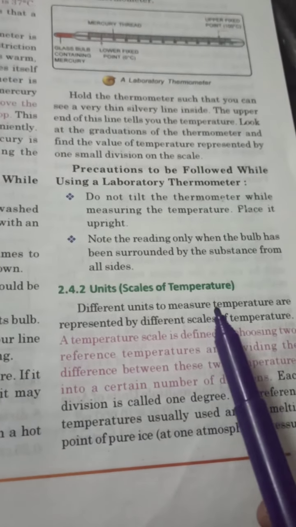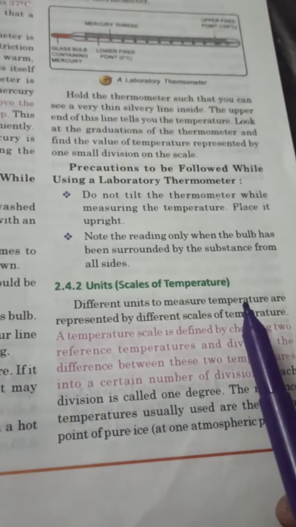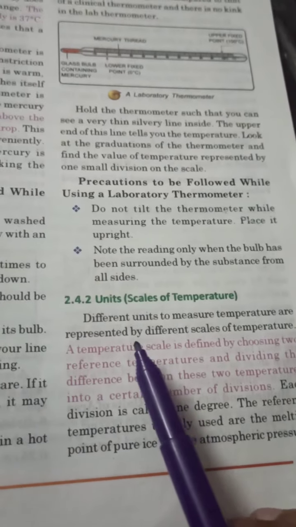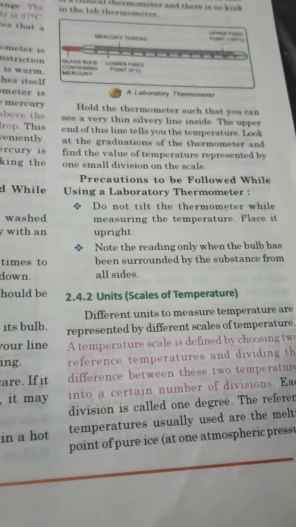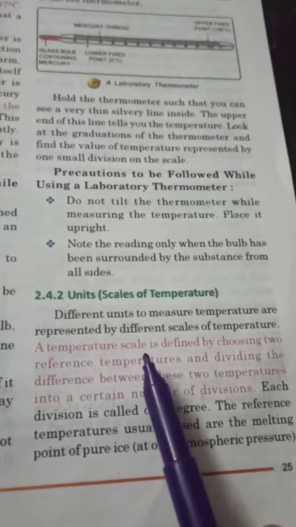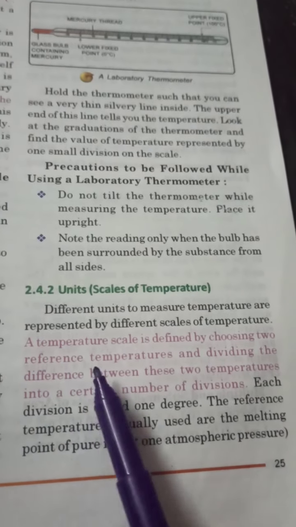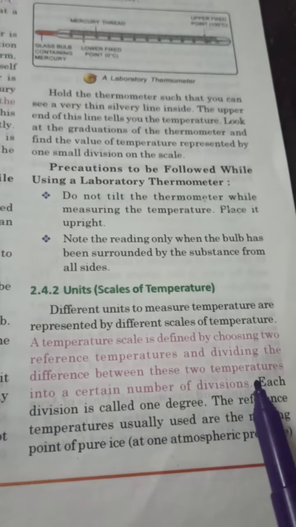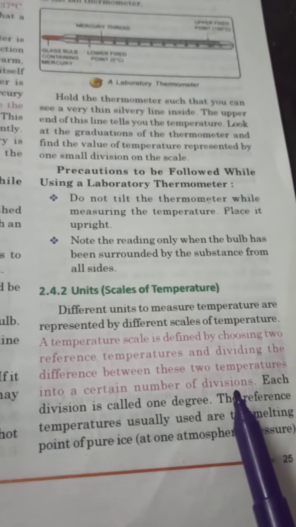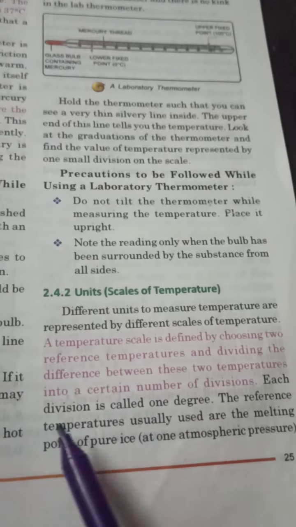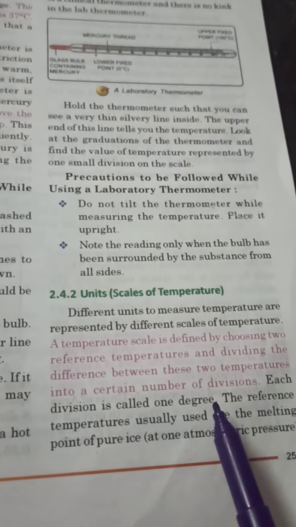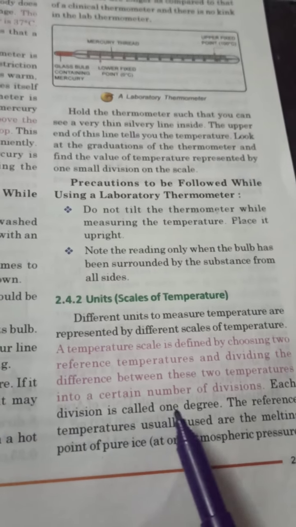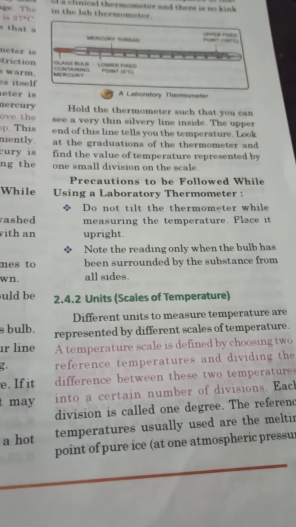It means there are different units of temperature, right? And we can measure the readings by different scales of temperature. A temperature scale is defined by choosing two reference temperatures and dividing the difference between these two temperatures into a certain number of divisions. Each division is called 1 degree. The difference between the temperatures is called the division of 1 degree.